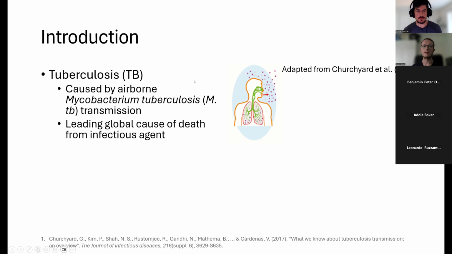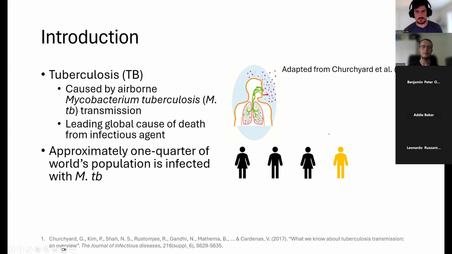According to the World Health Organization, it is currently the leading global cause of death from an infectious agent. For 3 years, COVID-19 was the leading cause on this front, but since 2023, TB has regained first place in this regard. And in 2023 alone, it was estimated to have caused about 1.25 million deaths, and over 10 million people will be diagnosed with TB every year. It's believed that approximately 1 in every 4 people in the entire world will have been infected with MTB at some point within their lifetimes.